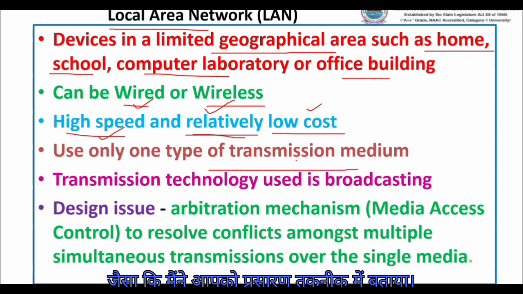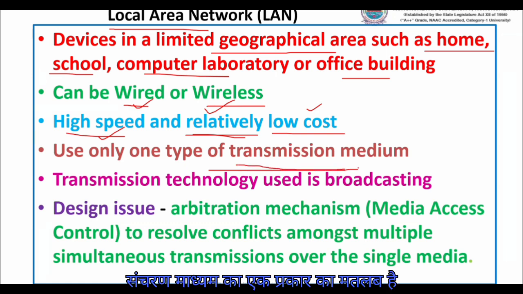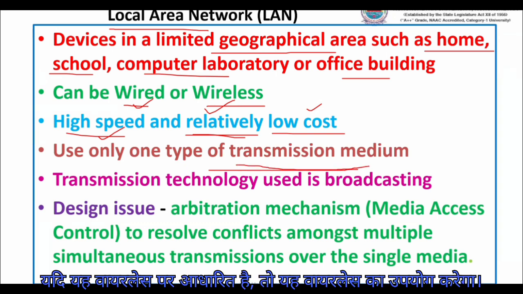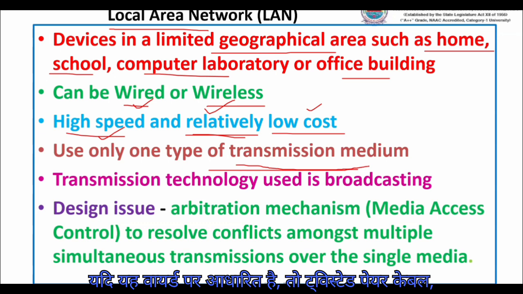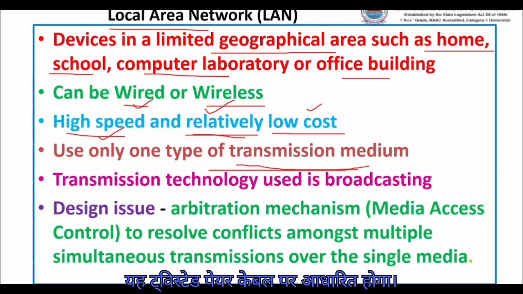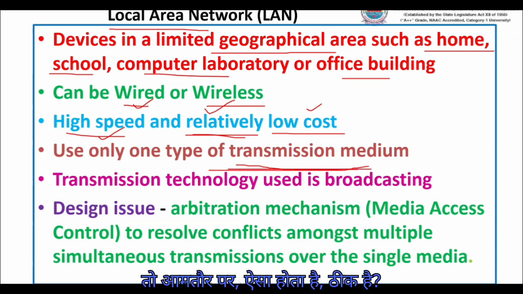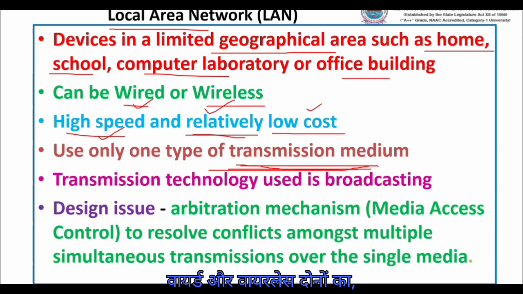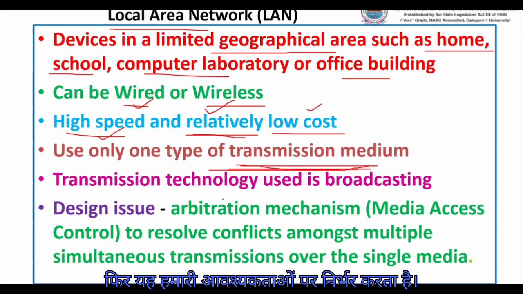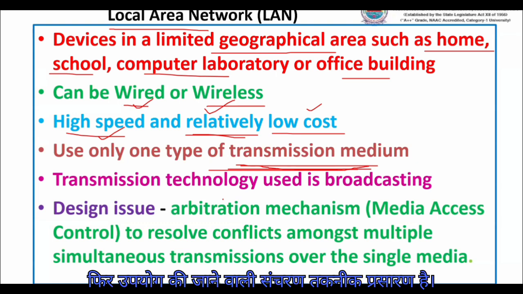Normally they use only one type of transmission media, as I told you in the broadcast technology. One type of transmission media means if it is based on wireless, it will be using wireless. If it is based on wired, twisted pair cable, it will be based on twisted pair cable. Usually means most of the time it is on one transmission media, but if we want combinations of wired as well as wireless, that can also be possible. Then it depends upon our requirements.